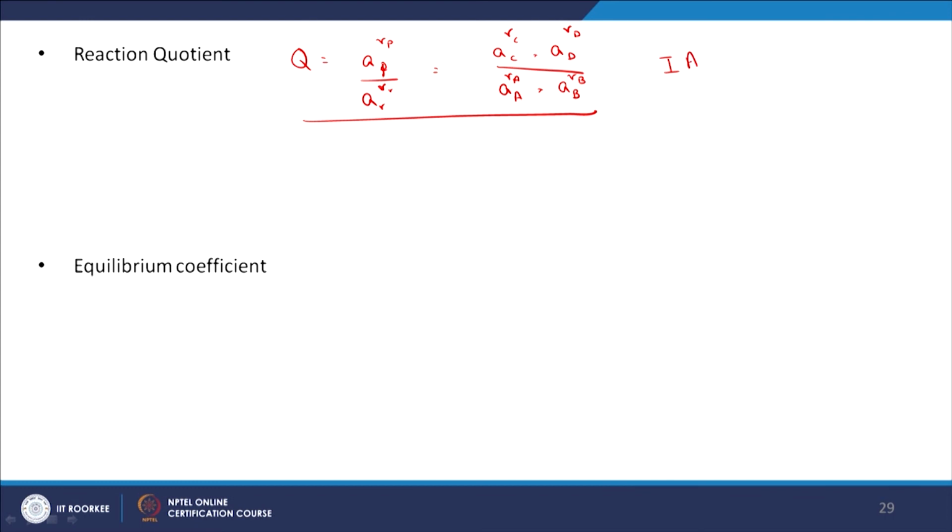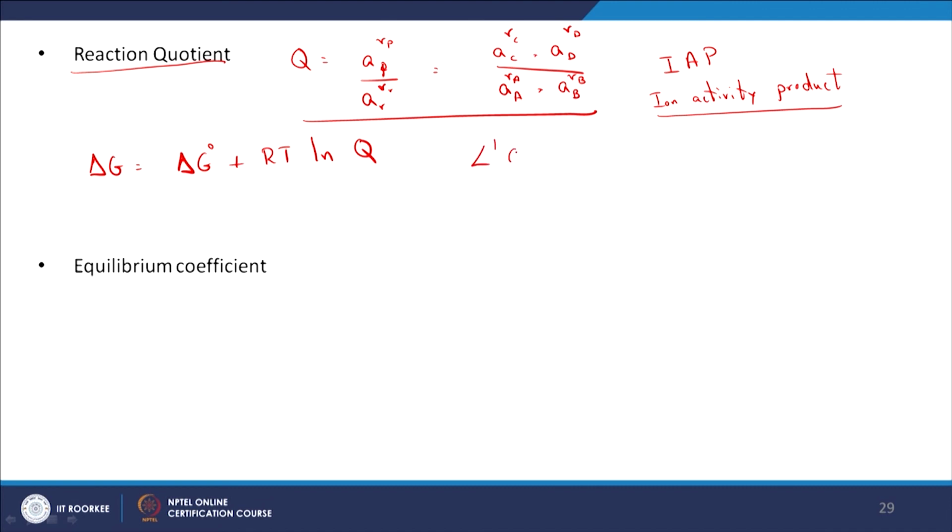It's sometimes also called ion activity product. People use them both about as often as each other, right. So here please note that the system can either be at equilibrium or not at equilibrium. So again, if we now rewrite, delta G equals delta G naught plus RT natural logarithm of Q, right. And in this case now we are going to talk about a principle that people might have heard, Le Chatelier's principle.